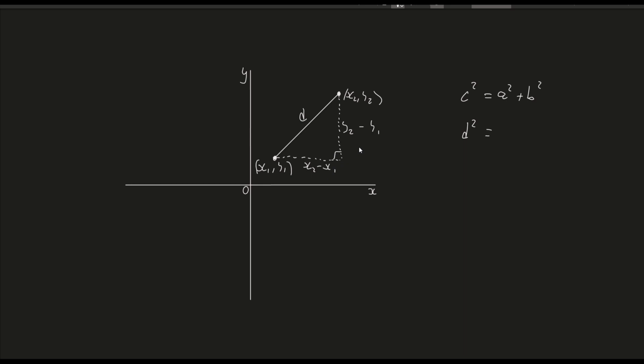I'll pick x because we normally go xy, so we'll say that's x2 minus x1 squared, because this is a, and we put this in a bracket because it has to be the whole thing squared, plus b, which is the other side, y2 minus y1 squared. And this is normally the way that I leave it.